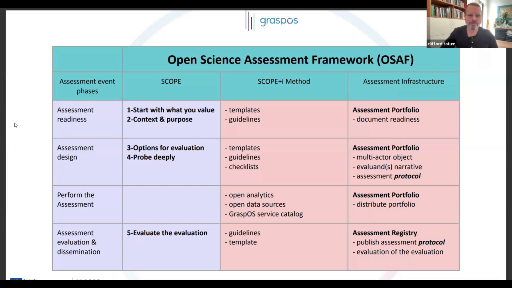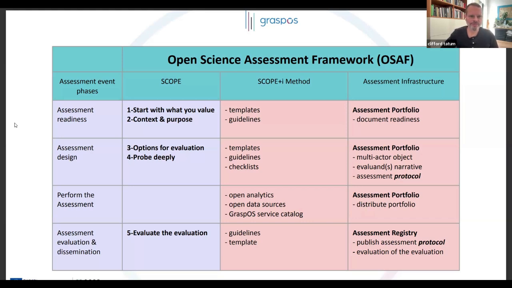From the method column, we provide a number of templates and guidelines to facilitate this process. And we already, on the right-hand column, instantiate an assessment portfolio and begin collecting this information so that the portfolio travels with this process through each phase.